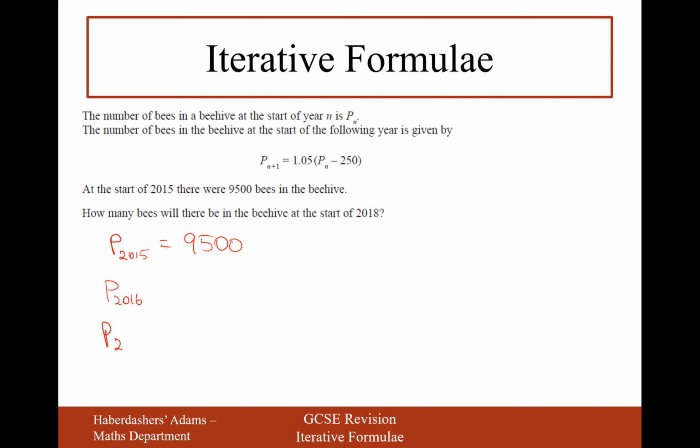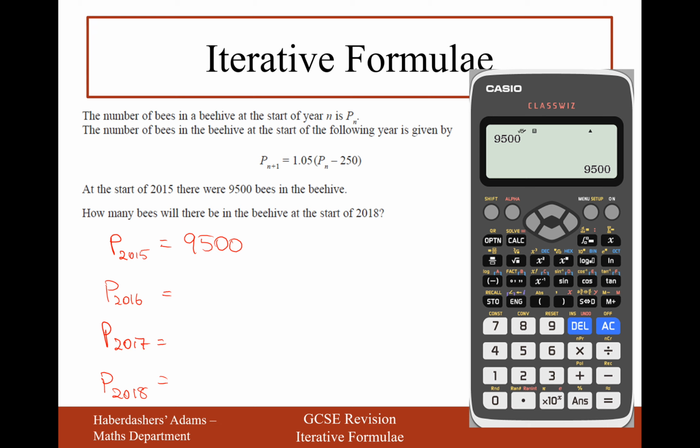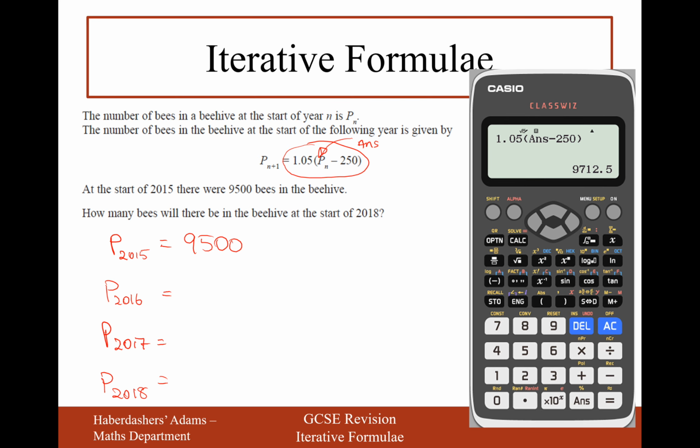Right, okay, so we need to go through the sequence generator and go all the way up to 2018. So the first thing we'll do is type 9,500 onto the calculator, and then we'll type in this formula up here. We won't use Pn, we'll use the answer button at that point. So type that into your calculator, and we'll get 1.5 times in brackets answer minus 250, and we get 9,712.5. That's the amount of bees in the next year on from where we currently are.